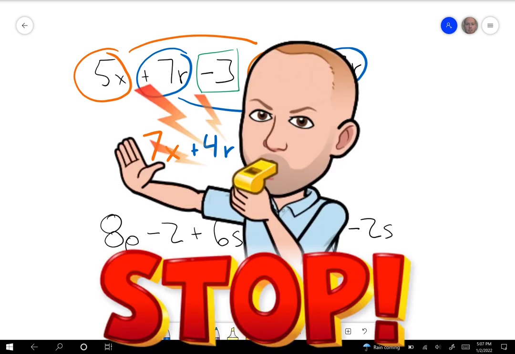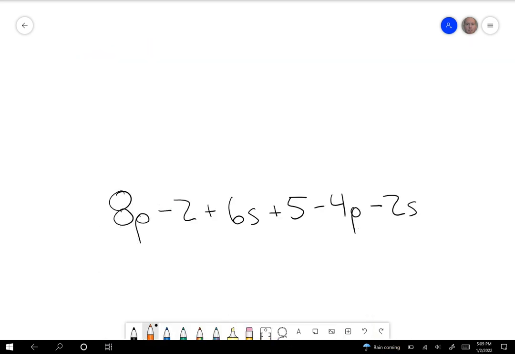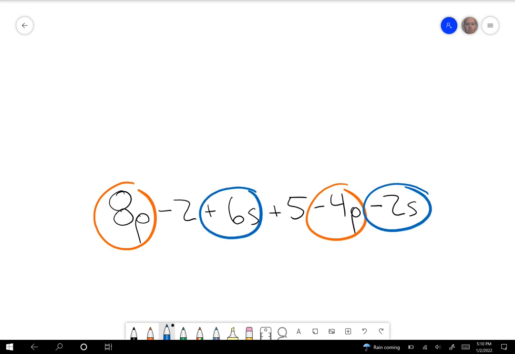The answer's next, so pause if you're not ready. All right, we're going to take our like terms. We got 8p and minus 4p. And then we have a 6s and a minus 2s. And then we have some constants, minus 2 and positive 5.